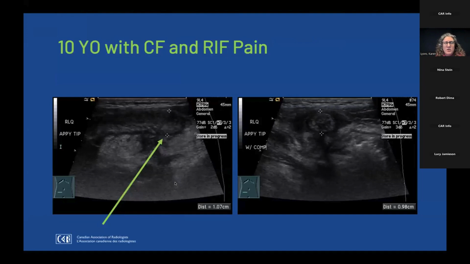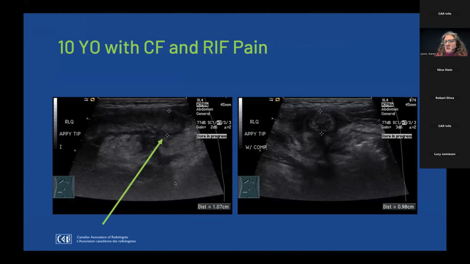On the other hand, this is a 10-year-old with CF and acute right iliac fossa pain. This is a different situation. So you still have that mucoviscous distension of the appendix, but around it, there is a lot of fat stranding and increased echogenicity of the fat, and the wall is thickened and there's some surrounding fluid. So this is a case of CF with appendicitis.